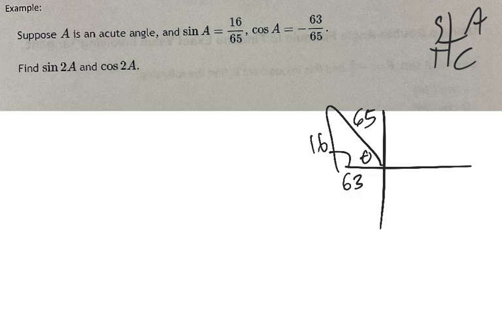Now, here's my triangle. Can we find sine of 2A? Well, sine of 2A, I'm going to be in either quadrant 3 or 4, for the same reasons we talked about before. But I don't know where until I let the math play itself out. So what is sine of 2A? Well, it's 2 times sine A cosine A.